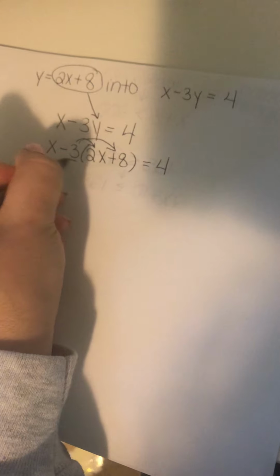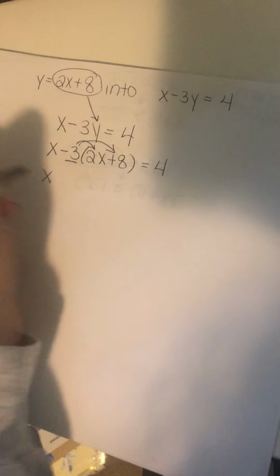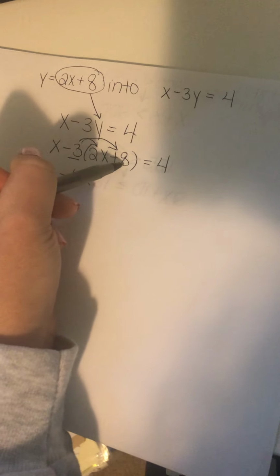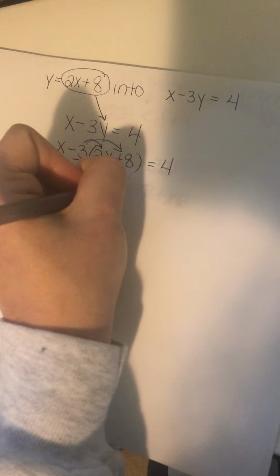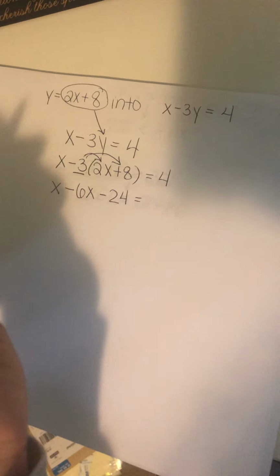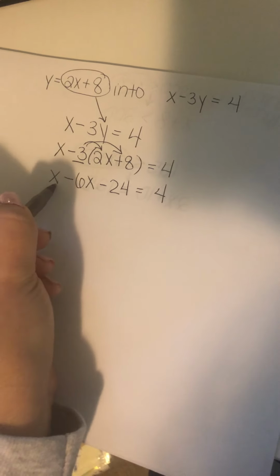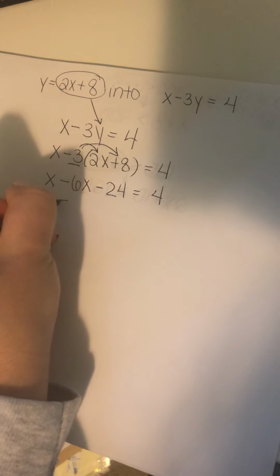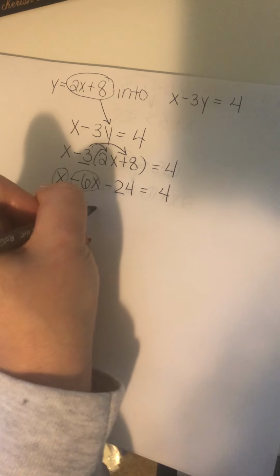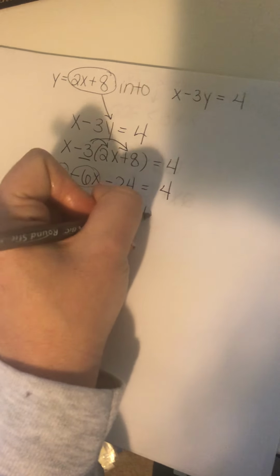So I would distribute, remembering that this is a negative 3. So x comes down. Negative 3 times 2x is negative 6x. Negative 3 times positive 8 is negative 24, equals 4. And of course, since I made this question up, it's not going to come out nice. x minus 6x would give us negative 5x, combining like terms. Okay, and then bring down minus 24 equals 4.